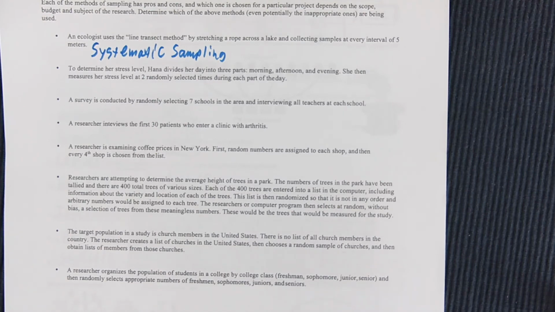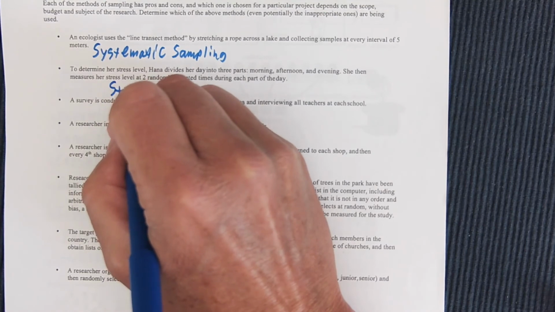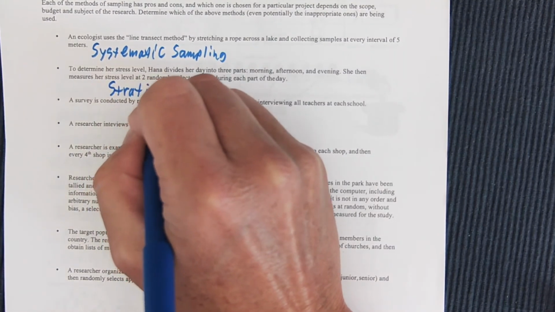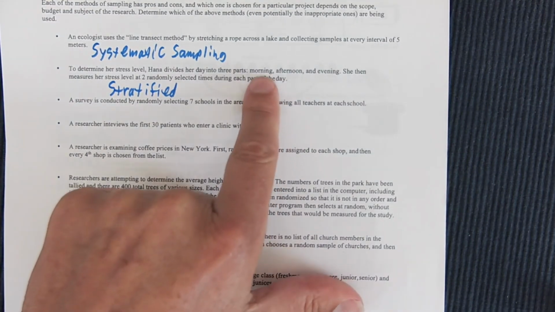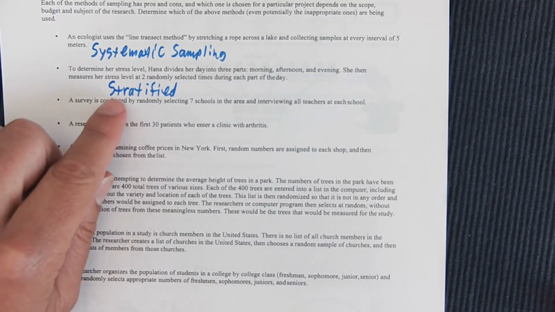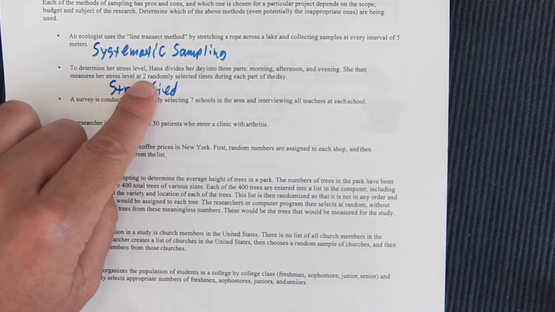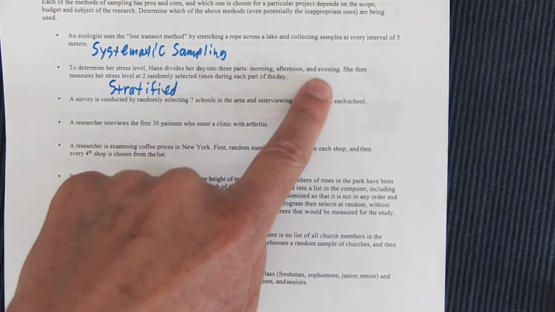Next up. To determine her stress level, Hannah divides her day into 3 parts: morning, afternoon, and evening. She then measures her stress level at 2 randomly selected times during each part of the day. That one is stratified. Now, they're broken into meaningful groups, and then just a few are sampled, meaning time periods. So 2 times in the morning, 2 times in the afternoon, 2 times in the evening. So all 3 get a sample taken from them.